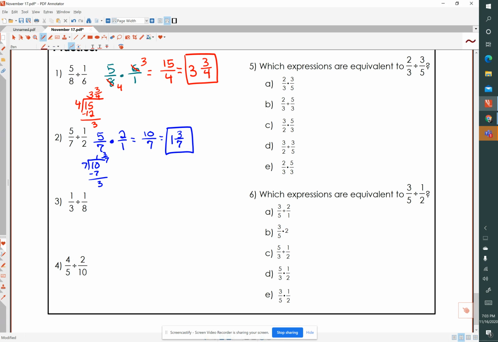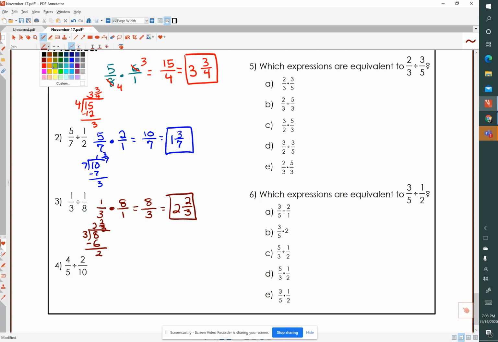Okay, let's check your work. We have 1/3, change the division to multiplication, invert the second fraction. When we multiply straight across, 1 times 8 is 8, 3 times 1 is 3. Well, that's an improper fraction. The numerator is greater than the denominator, so we have some dividing to do. 3 times 2 is 6, with 2/3 left over, so 8/3 equals 2 2/3.